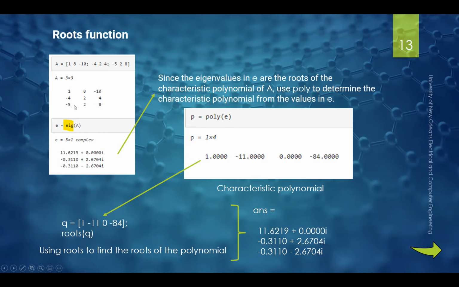So in the first case, we know what the roots are, and we find the characteristic polynomial from the poly function. And then we use the characteristic polynomial with the roots function to find the actual roots. So again, you can go from roots to find the polynomial, or you can go from the polynomial to find the roots.